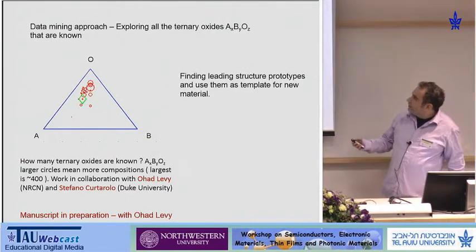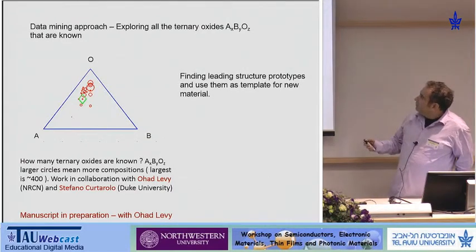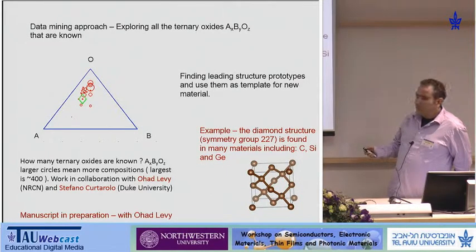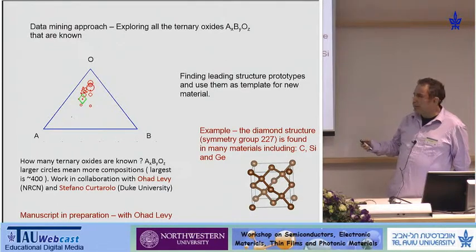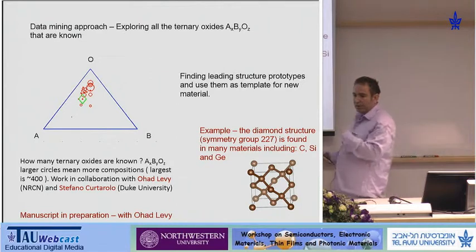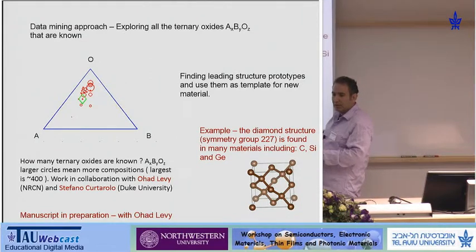But our idea is that we find the leading structure prototypes and then use them as templates for new materials. For example, we can take the diamond structure, which we get from carbon, and test it for silicon. Okay, and here we do it on a much larger scale. We simply collect many possible structures and use them as templates for structure relaxation in DFT calculations.